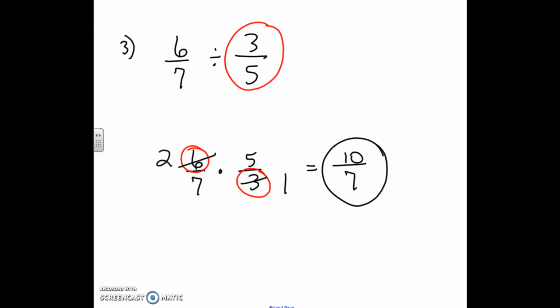Like I said, dividing fractions is exactly like multiplying fractions, except you have to take the second fraction and multiply by the reciprocal. You don't divide, you multiply by the reciprocal of the second one.